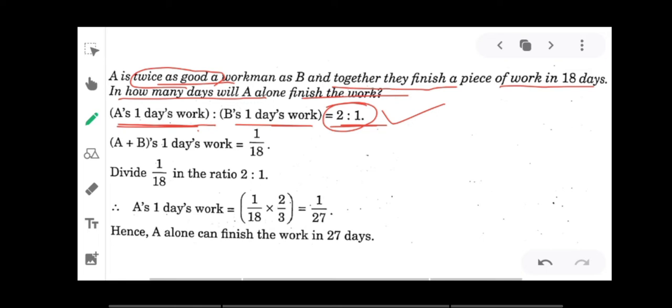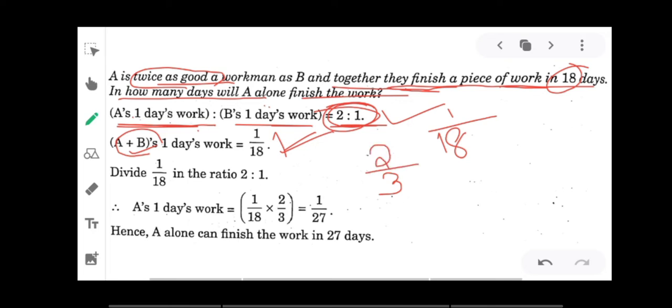Okay, they finish the work in 18 days. That means A and B's 1 day work will be 1 upon 18, because if they finish the work in 18 days, then 1 day work will be 1 upon 18. Clear? So 1 upon 18 is A and B's 1 day work. And the ratio of A and B's 1 day work is 2 is to 1. That means if total work is 3, then in 1 day A will finish 2 upon 3 of the work and B will finish 1 upon 3 of the work. Clear? That is the ratio, no?